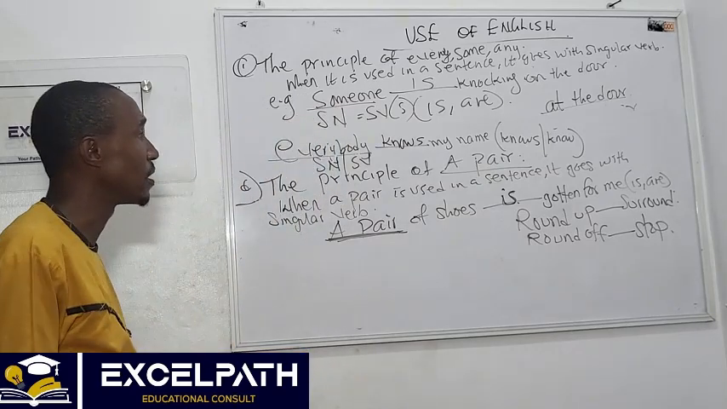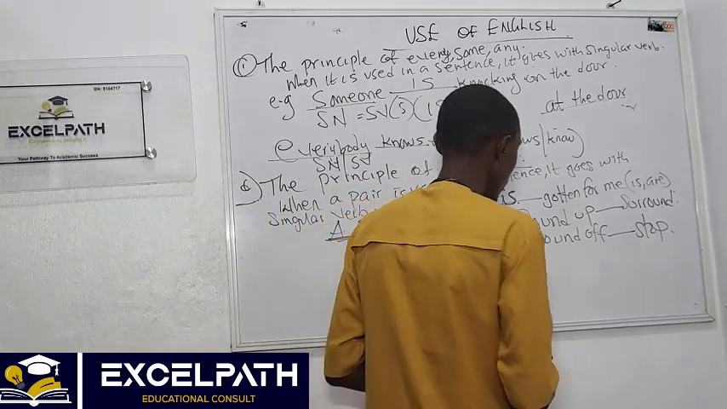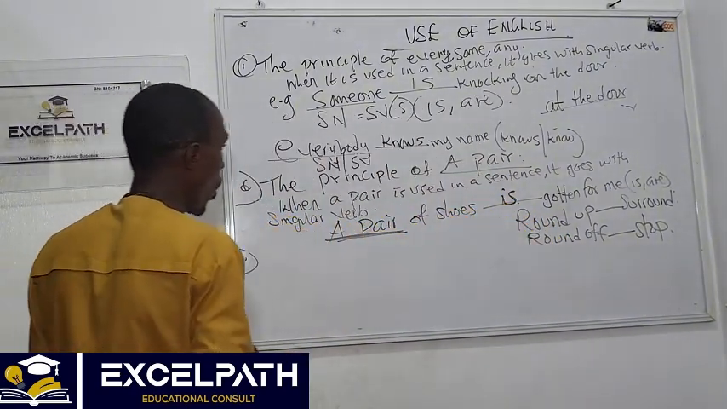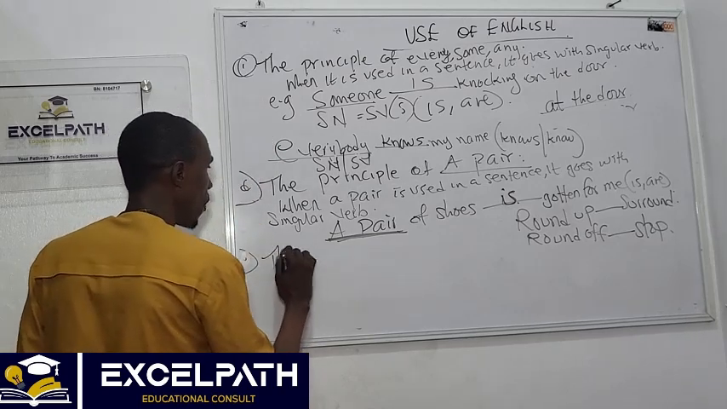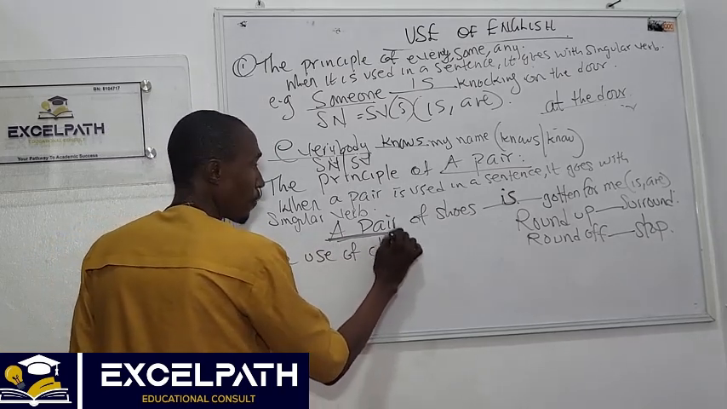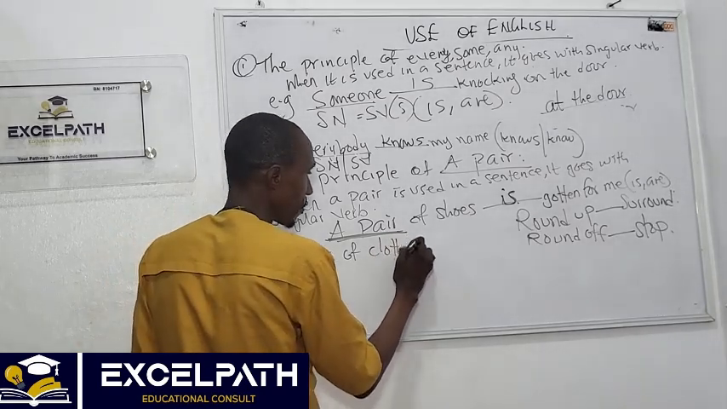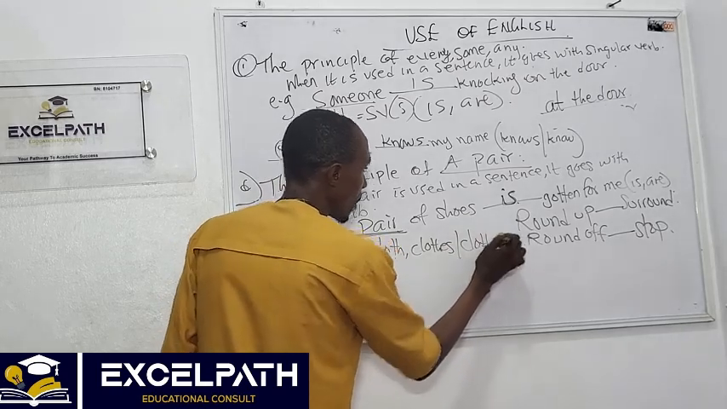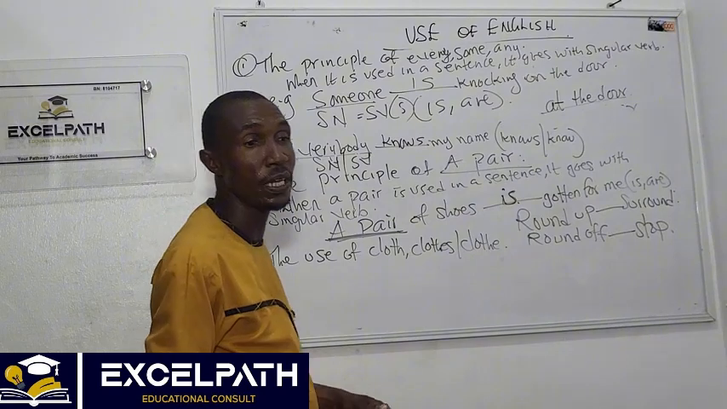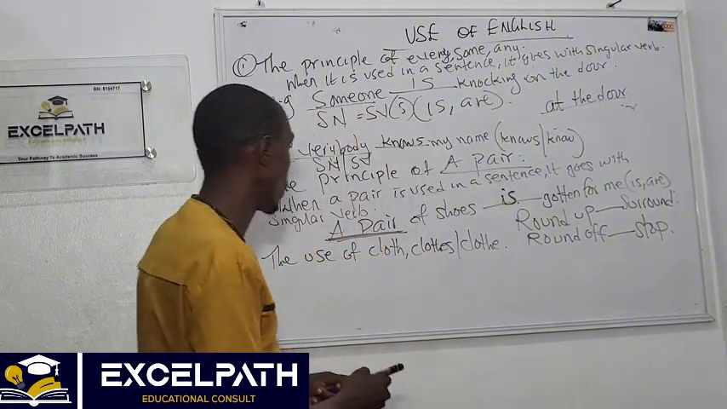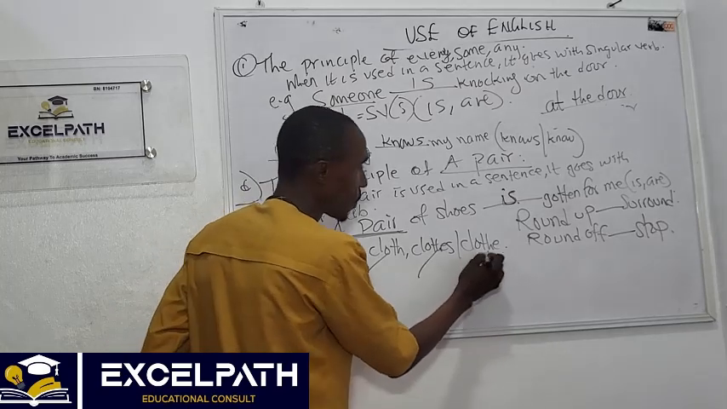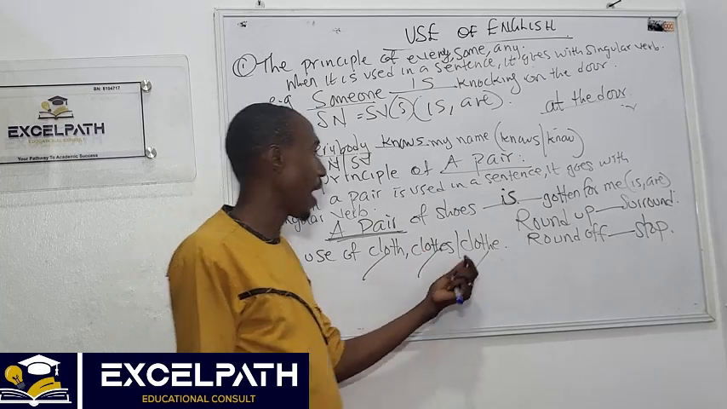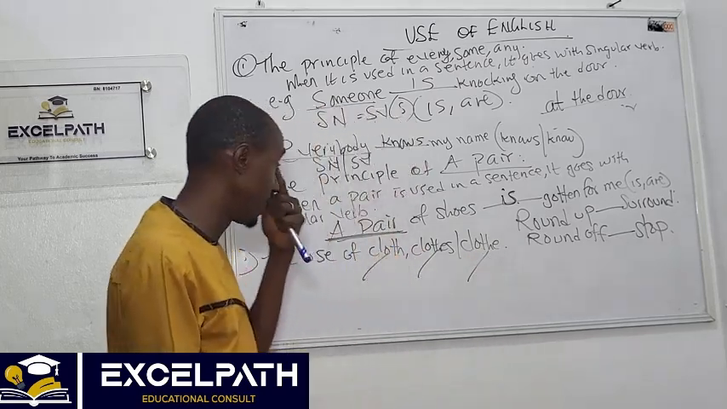So these are the things that you need to know. Another thing, again, let's quickly look at this principle also. It will help you. The use of cloth and what? Clothes. Many students don't know the difference between these things. They don't know it. These things are not what? The same. They are not what? The same. Cloth and clothes, they are not the same.